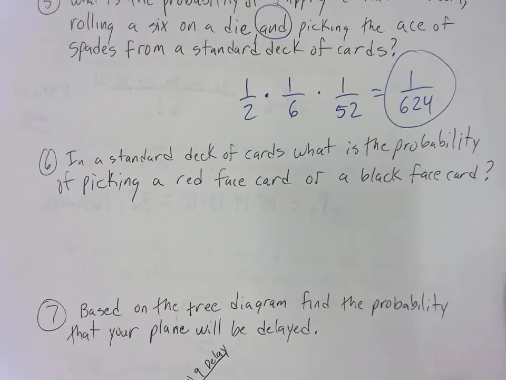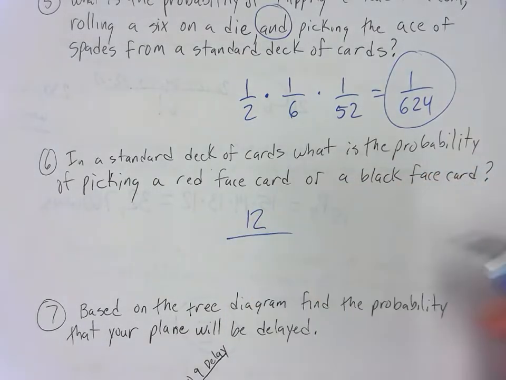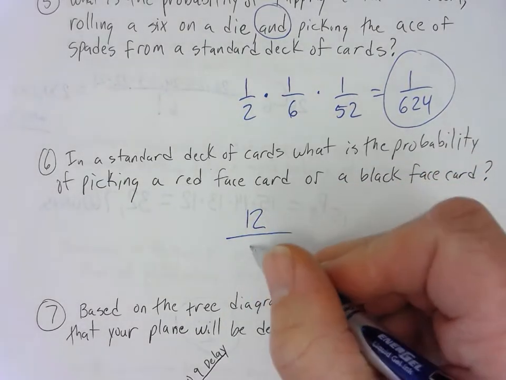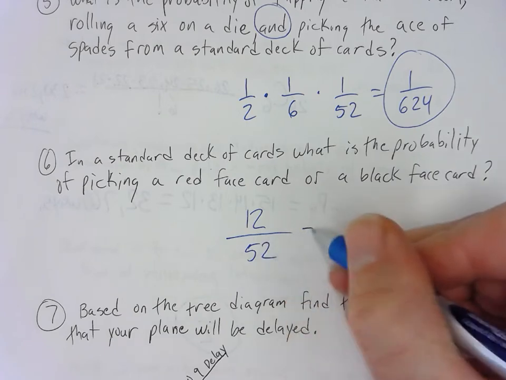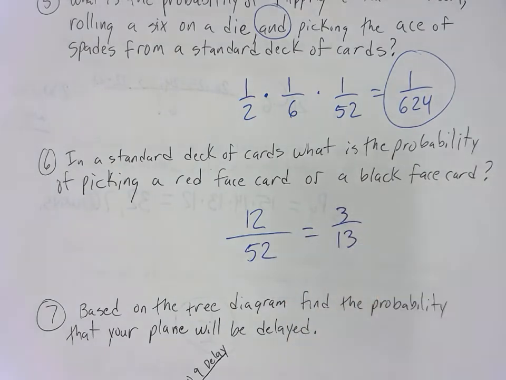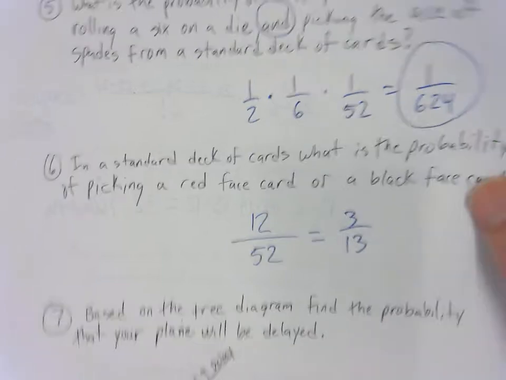Okay, a standard deck of cards. So we want the probability of a red face card or a black face card. So that means all of the diamonds and all the hearts and all the spades and all the clubs. So that's 3 face cards times 4 suits. So there's 12 face cards. And there are 52 cards, so it's a 3 chance out of 13, reducing the fraction.